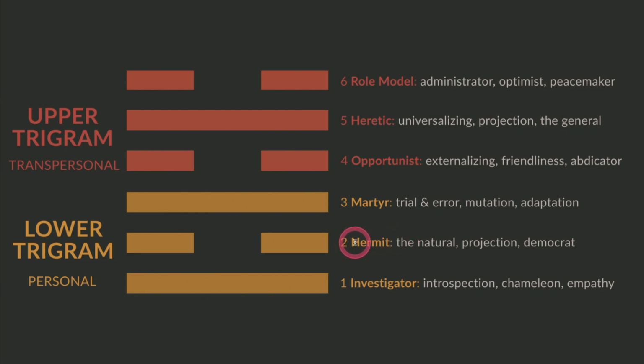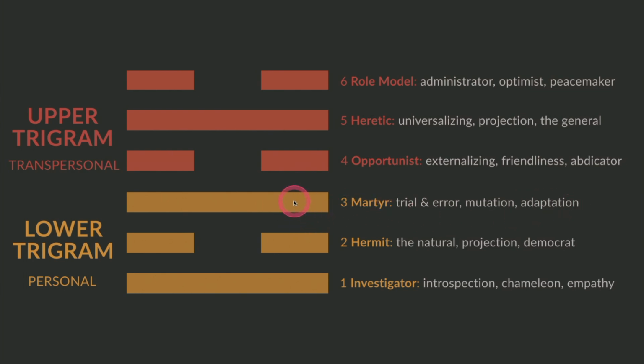And the hermit is really waiting for the right invitation to come and recognize their gifts and give them a situation and an environment where they can use those gifts. So that's the role of the hermit. And that sets up the third role, which is known as the martyr. And here we have trial and error, mutation, and adaptation.